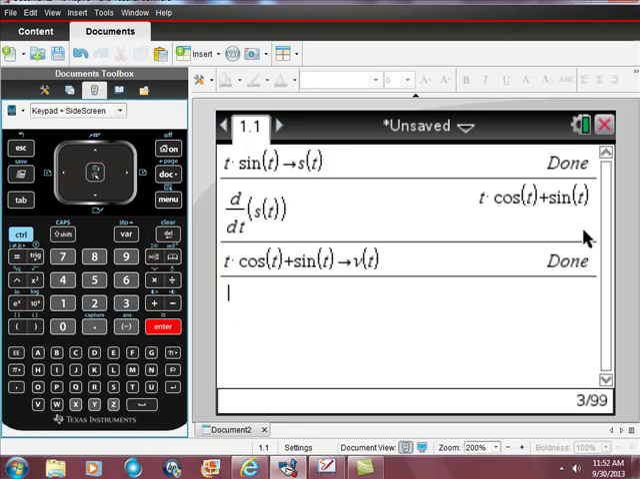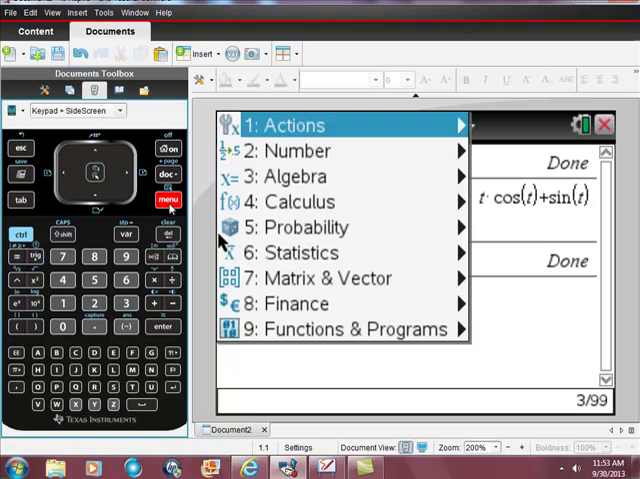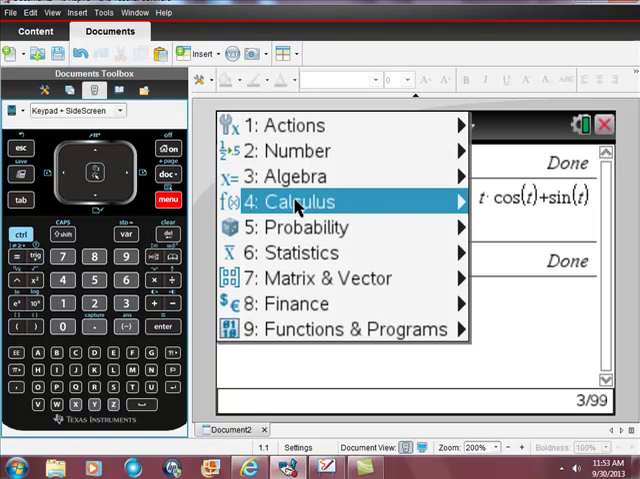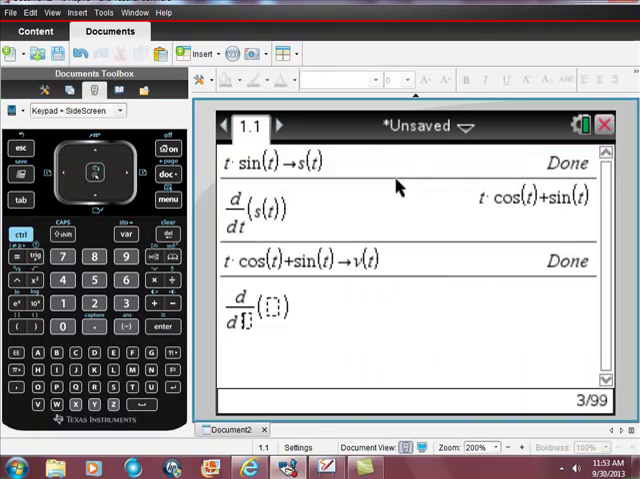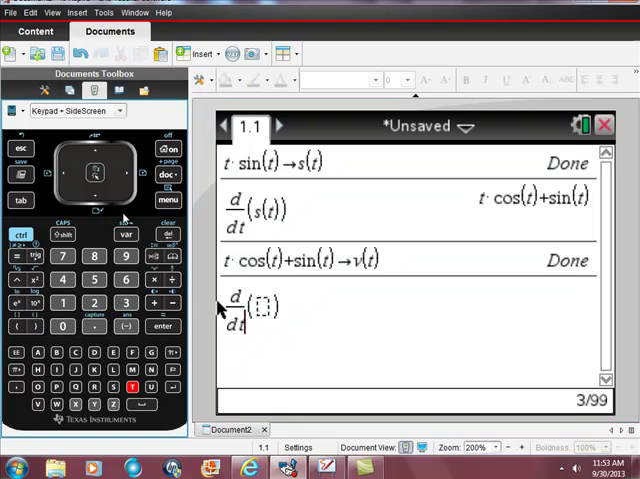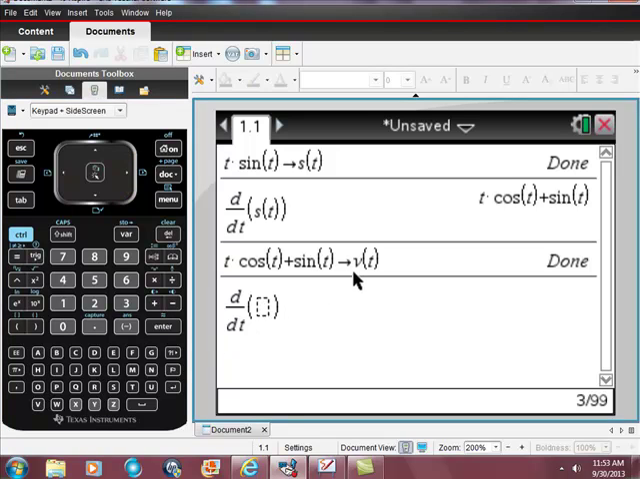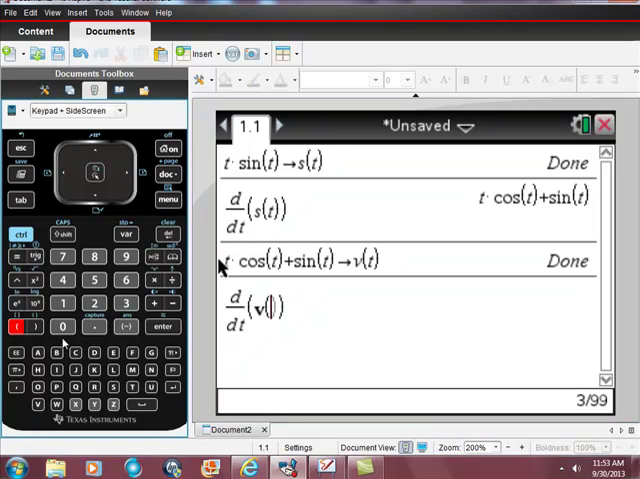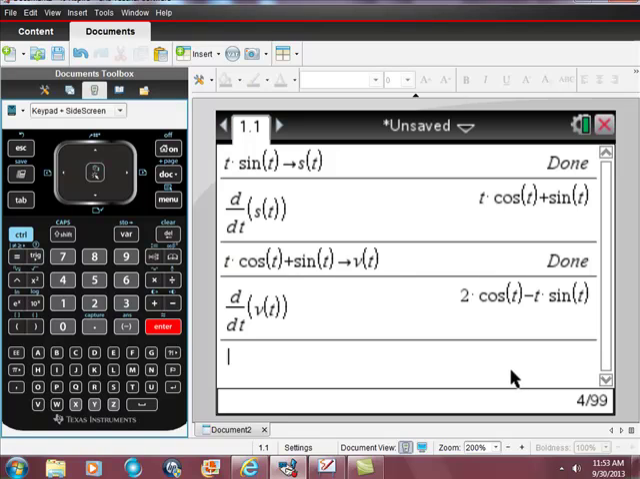They ask us for the acceleration function, and we know that acceleration is the first derivative of velocity. Same thing we did last time. I'm going to hit menu, choose calculus, and take that derivative. Remember, our derivative in this case is in terms of t. I'm going to type in v of t because I want the first derivative of velocity, and hit enter. Enter, and there's that. So we have that down.